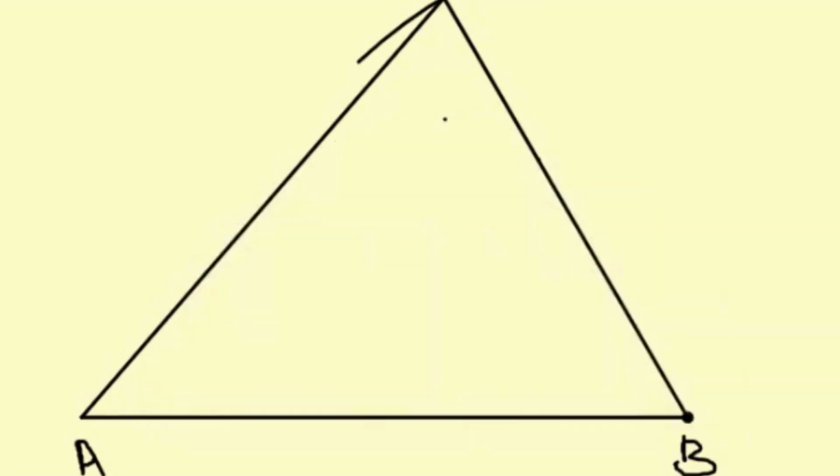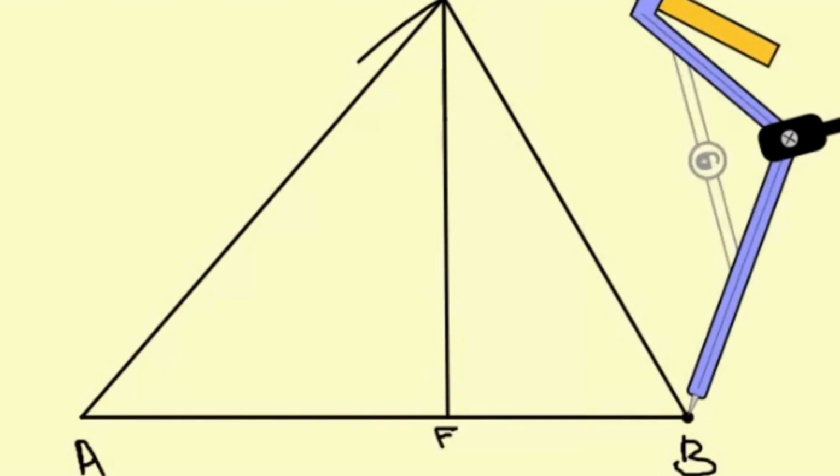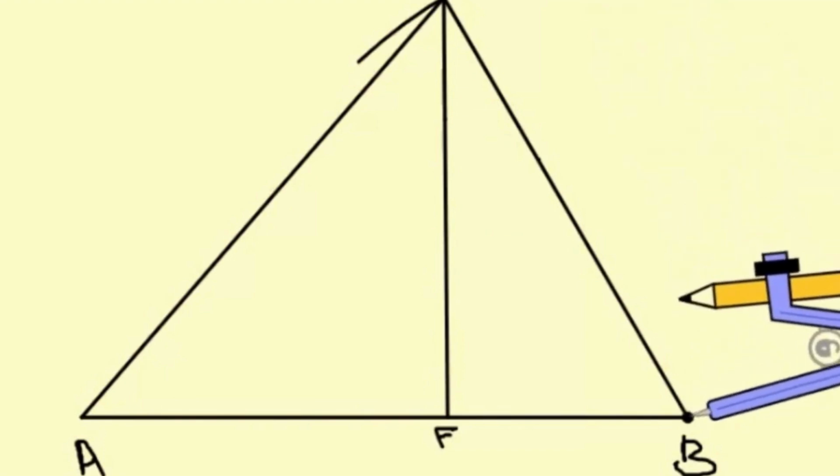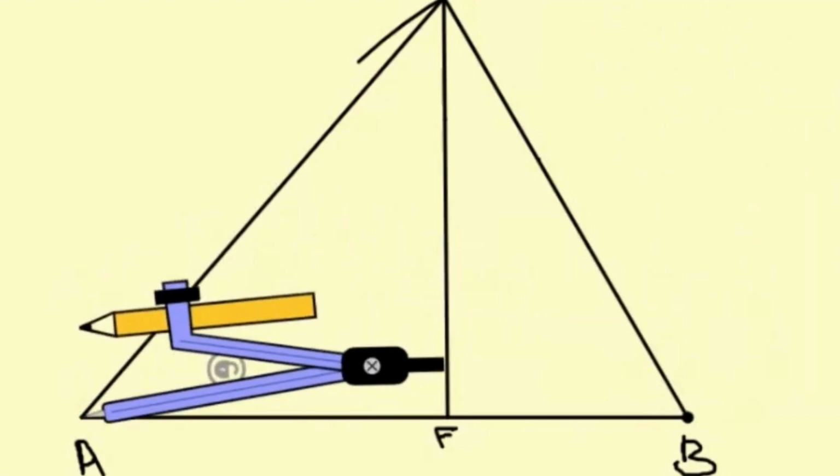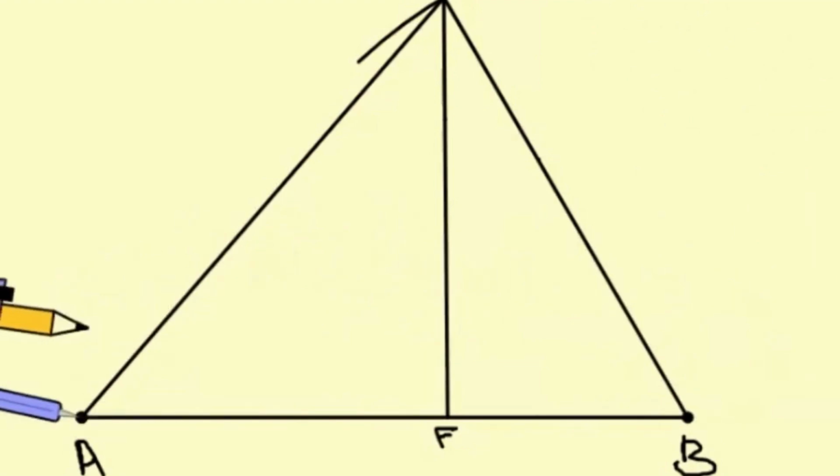Next, we are going to draw a perpendicular line, which is just dropping a line from C to meet AB at 90 degrees. Now, the next thing is to construct a bisector of angle BAC.